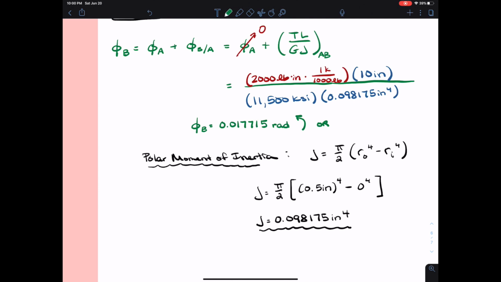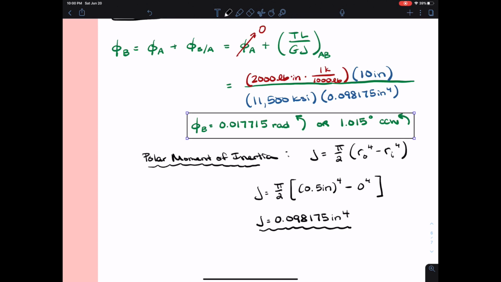radians. If we want to convert radians to degrees, we know that we can multiply this number by 180 degrees over pi radians. So that converts this from 0.017715 radians to 1.015 degrees counterclockwise, or I'll draw my arrow counterclockwise about the x-axis using that right-hand rule.